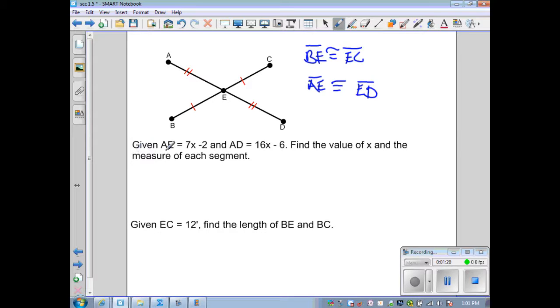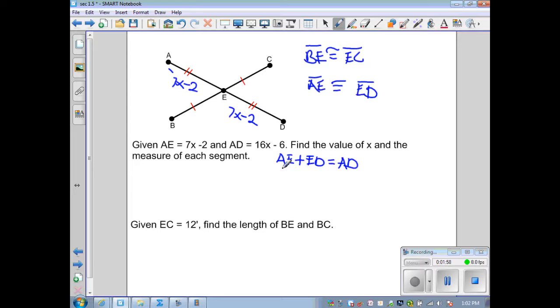We're first given that AE equals 7x minus 2. And AD is equal to 16x minus 6. Find the value of x and the measure of each segment. Well, we know that AE is congruent to ED. So if this is 7x minus 2, this is 7x minus 2. From the segment addition postulate, I know that if E lies between A and D, then AE plus ED equals AD.